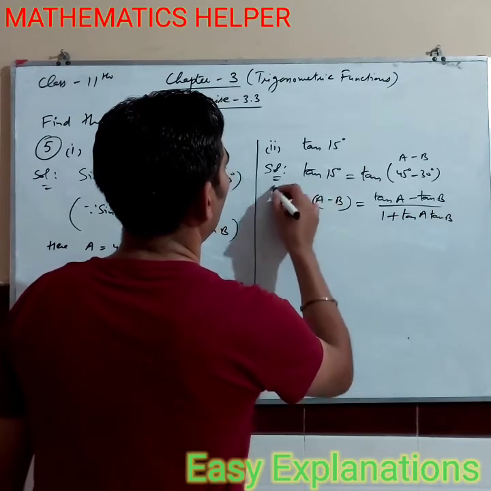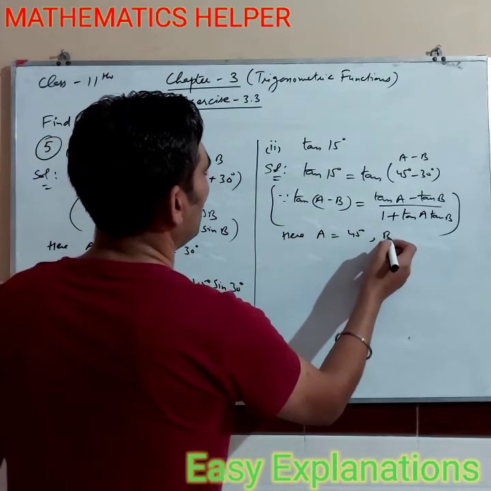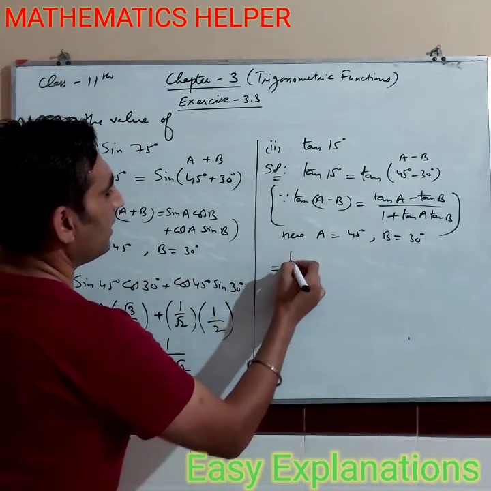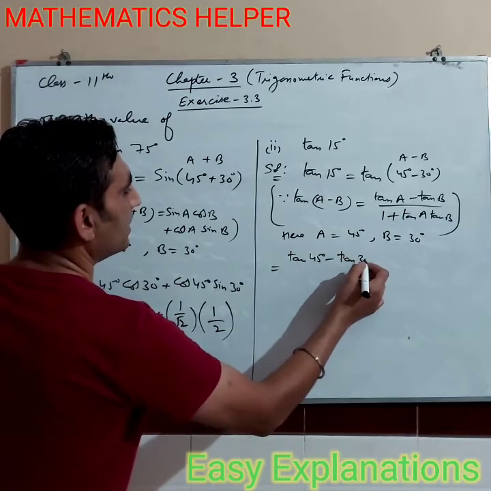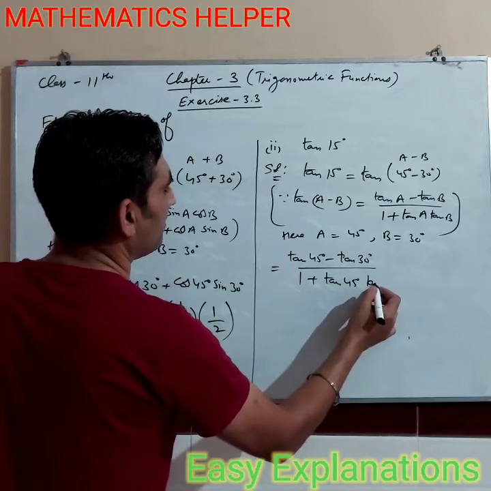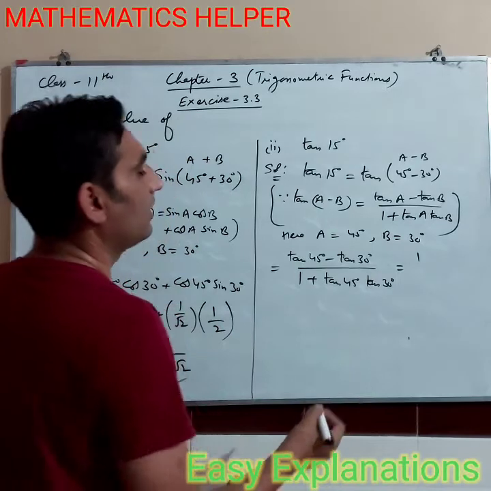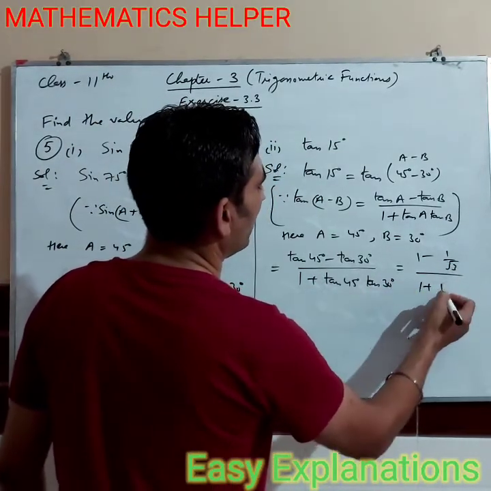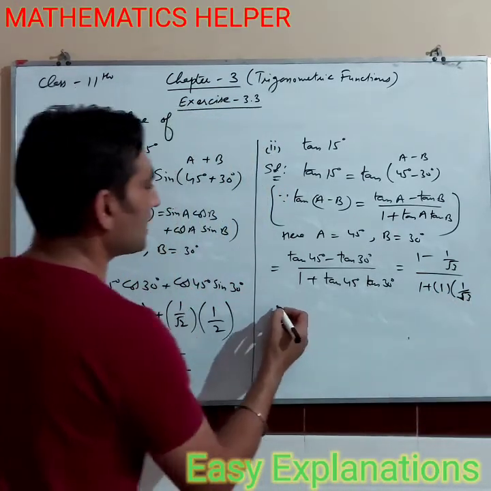And what are the values of A and B? Here A is 45 degrees, B is 30 degrees. So write the formula. It is tan A, meaning tan 45 degrees, minus tan B, which is tan 30 degrees, over 1 plus tan 45 degrees times tan 30 degrees. Now we will fill in their values. Tan 45 is 1, minus tan 30, 1 over square root 3, over 1 plus tan 45, 1, into tan 30, 1 over square root 3. So we have this calculation.